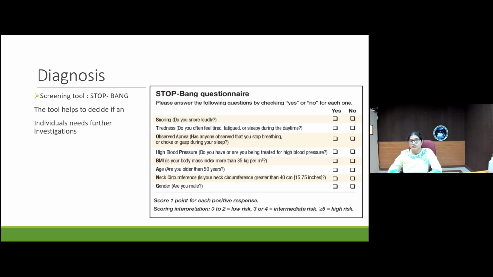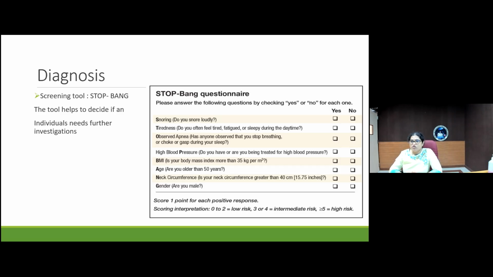BMI, the first part is the STOP, then next coming to the BANG. B for BMI, body mass index, which is indicative of obesity, more than 35 kilograms per meter square. Age, more than 50 years. Neck circumference, at least 15.75. Gender, male, as discussed earlier, with other comorbidities, increases the risk of OSA.